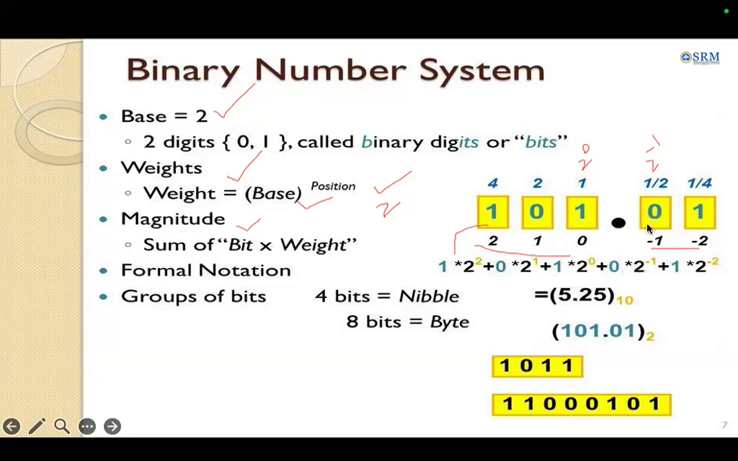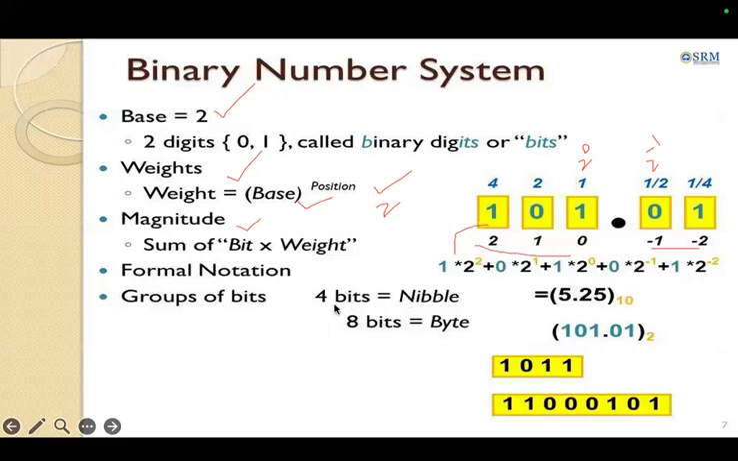Its magnitude is 0, so 0 into 2 power minus 1, plus this magnitude 1 into 2 power minus 2. With all these computations, you will get a value of 5.25 in decimal. So the equivalent decimal representation is 5.25 and its corresponding binary representation is 101.01.